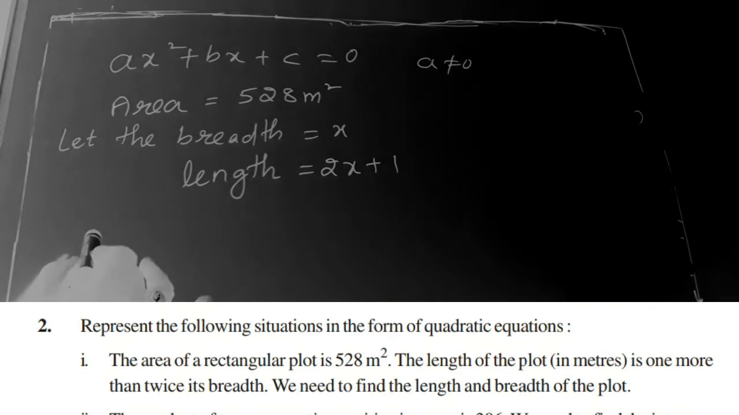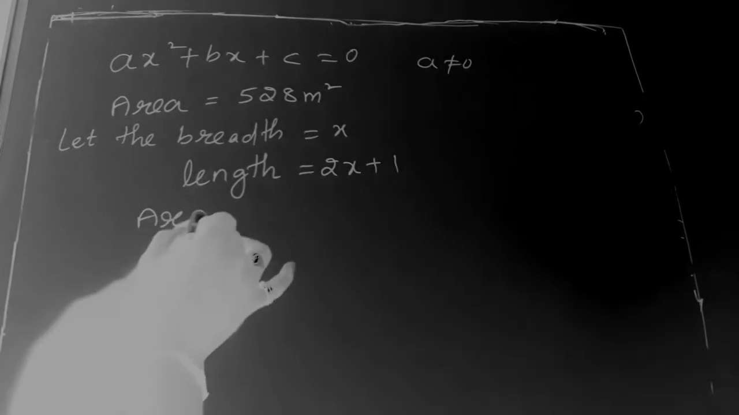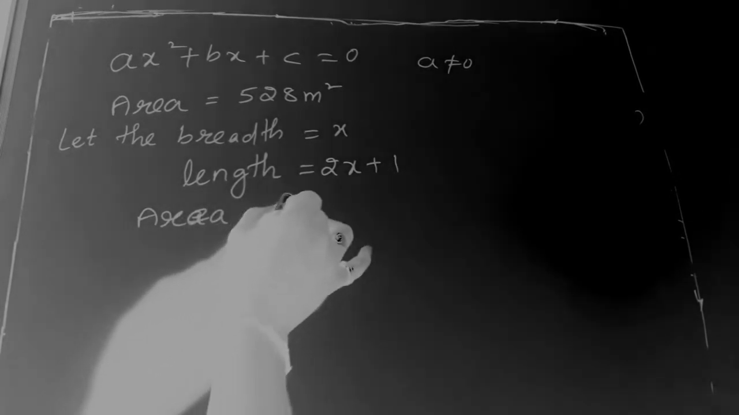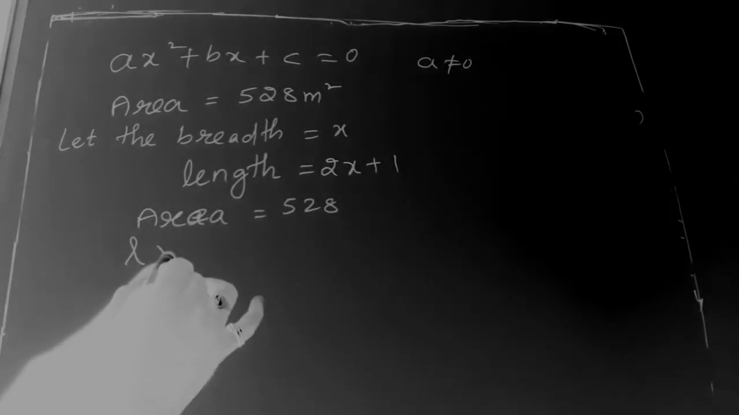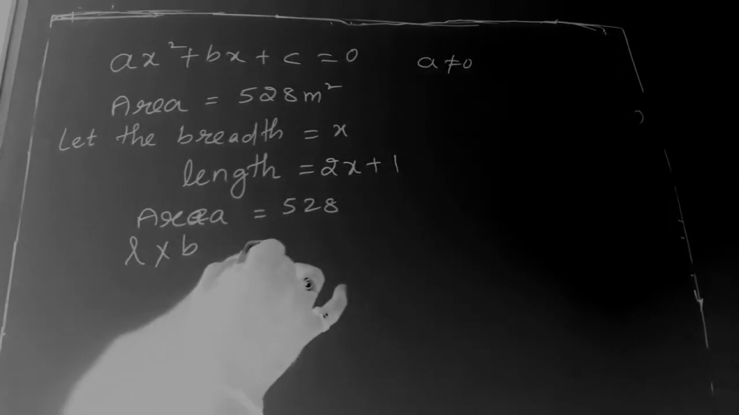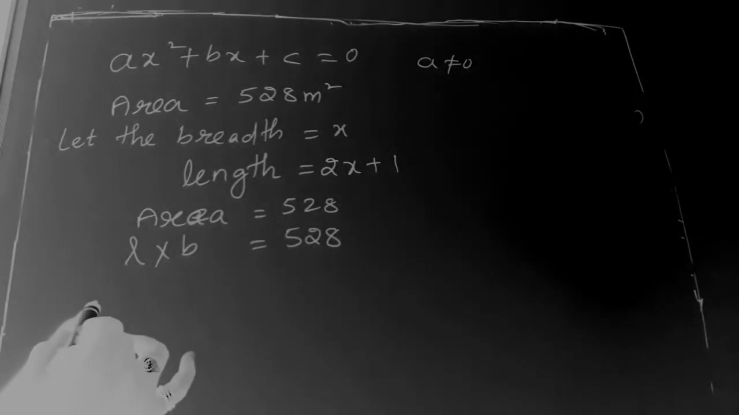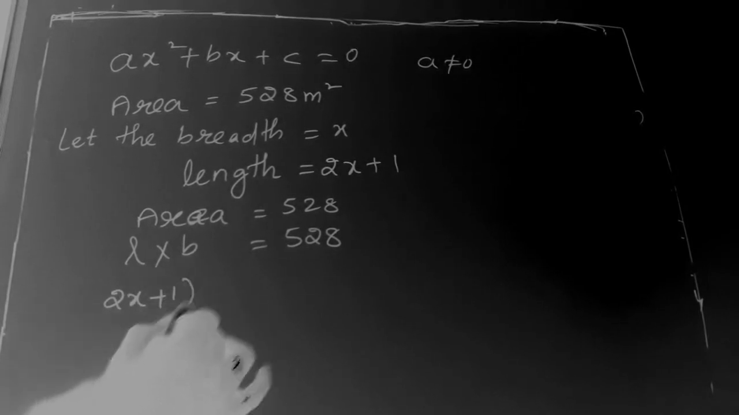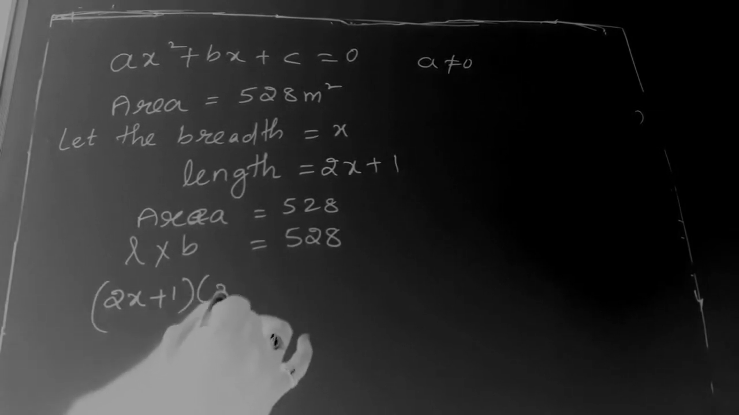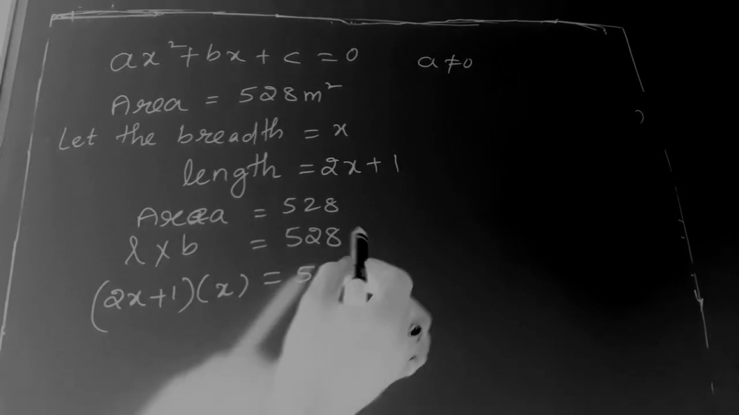So now we know that area is equal to 528. So area is nothing but length into breadth, that is equal to 528. So here what is the length? 2x plus 1. What is the breadth? x, that is equal to 528.